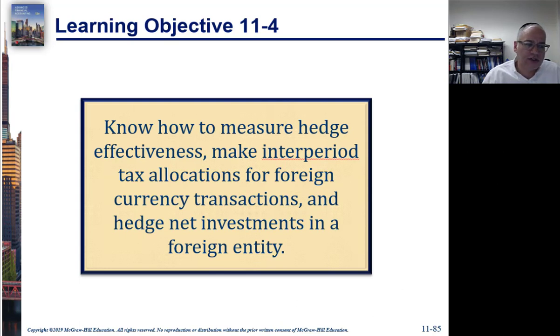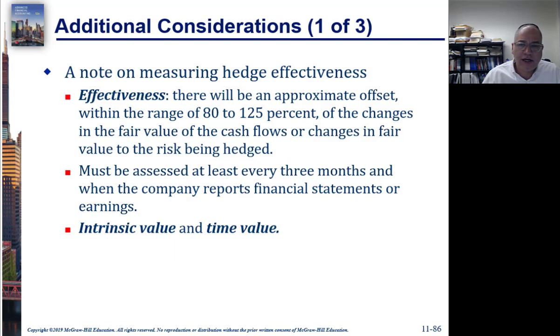So let's go through these additional considerations here. And these are just multiple choice questions on the CPA exam. Regarding hedge effectiveness, the idea is that a hedge is meant to offset changes in value of an underlying. And you need to make sure that it's actually working, because you could have a hedge that doesn't move in the same direction as the underlying, or it doesn't move enough to really make a big difference.